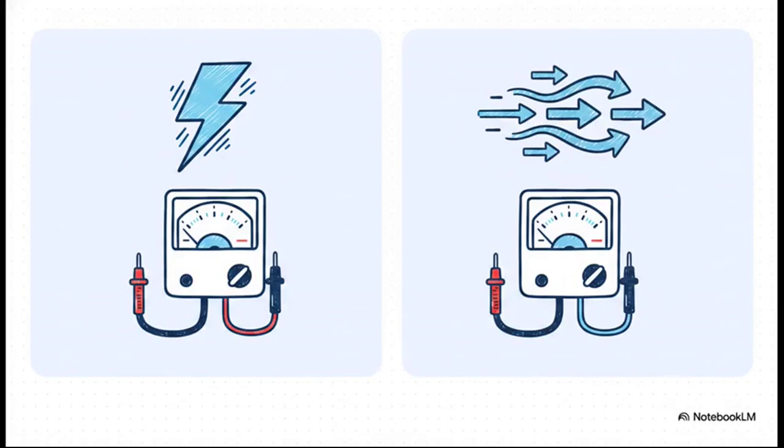Potential difference, which we usually just call voltage, is measured in volts using a voltmeter. And the current flowing through the circuit is measured in amperes, or amps, using an ammeter.